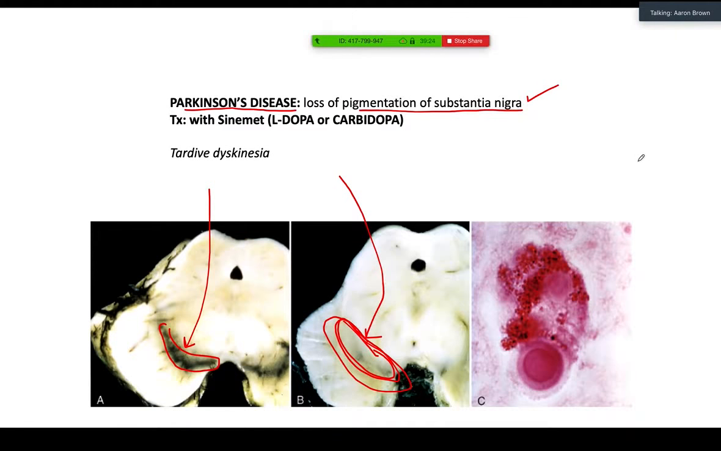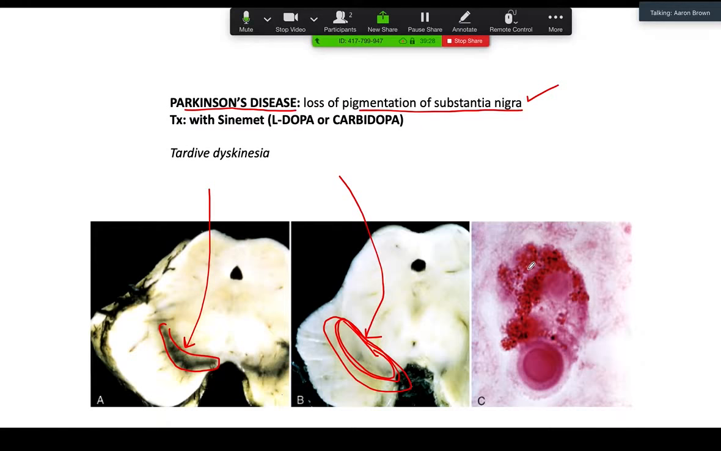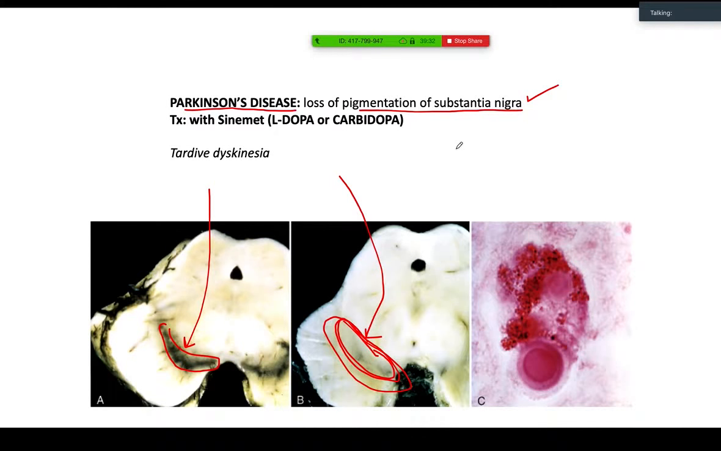And I promise you, Eva and Toby, if you're listening to this, you will have this as a question on your Step 1 exam. You need to know this, okay? So treatment, we said that we like to give L-DOPA. We also like to give carbidopa. What is the job of carbidopa? Eva, can you remind me? I actually forgot.